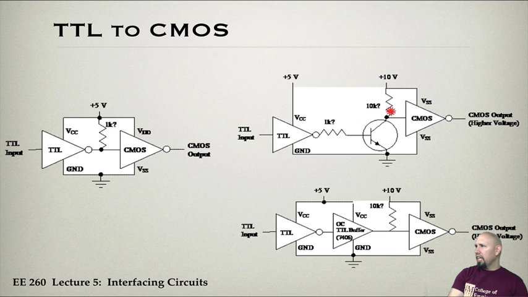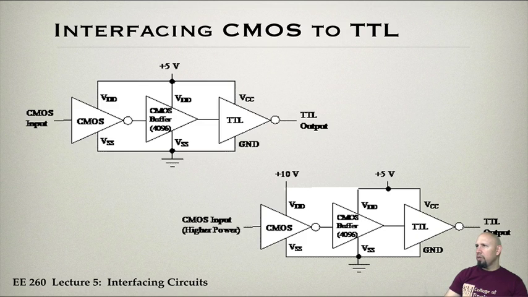Here, this is TTL in and CMOS out at a higher level. Here's another TTL in and CMOS out at a higher level. So notice there's a number of different things that can be used. In between here, this one actually uses a buffer, so a more complicated circuit. So these are some circuits that can be used to do the conversion from TTL to CMOS.